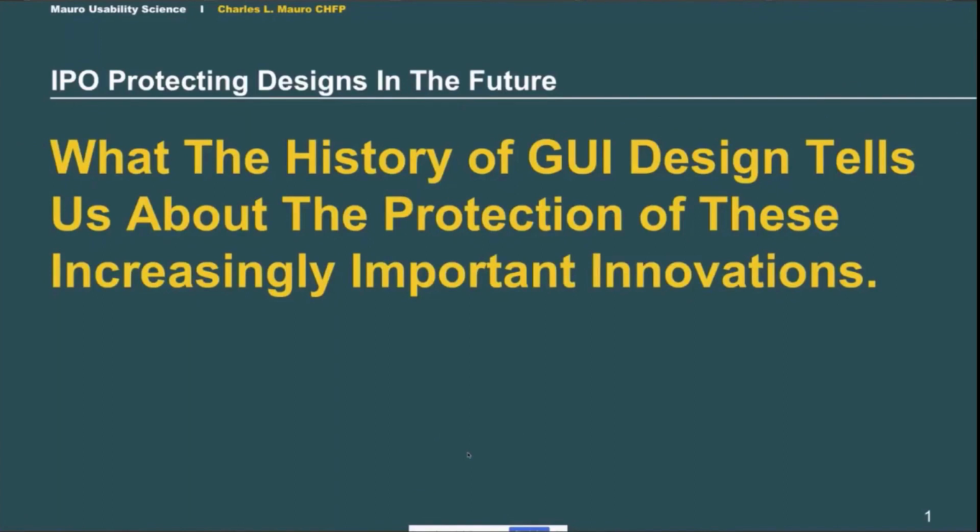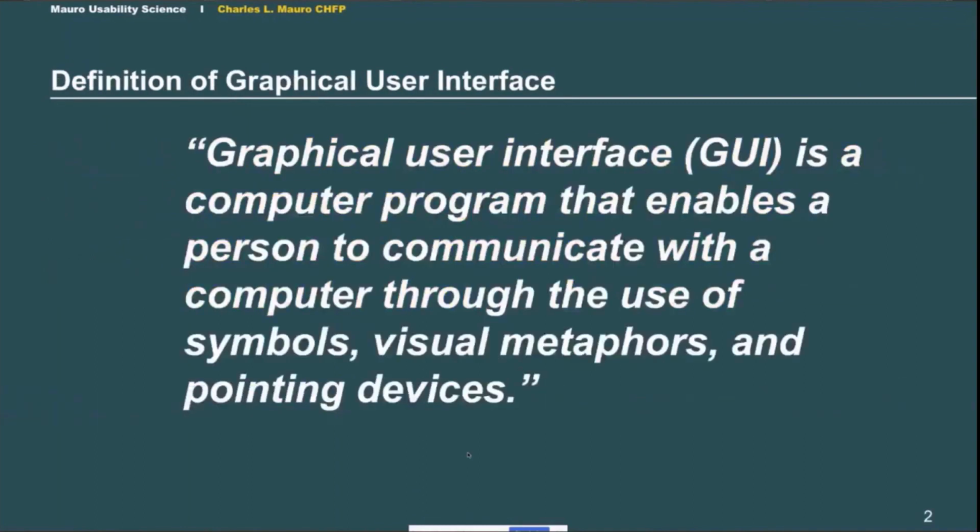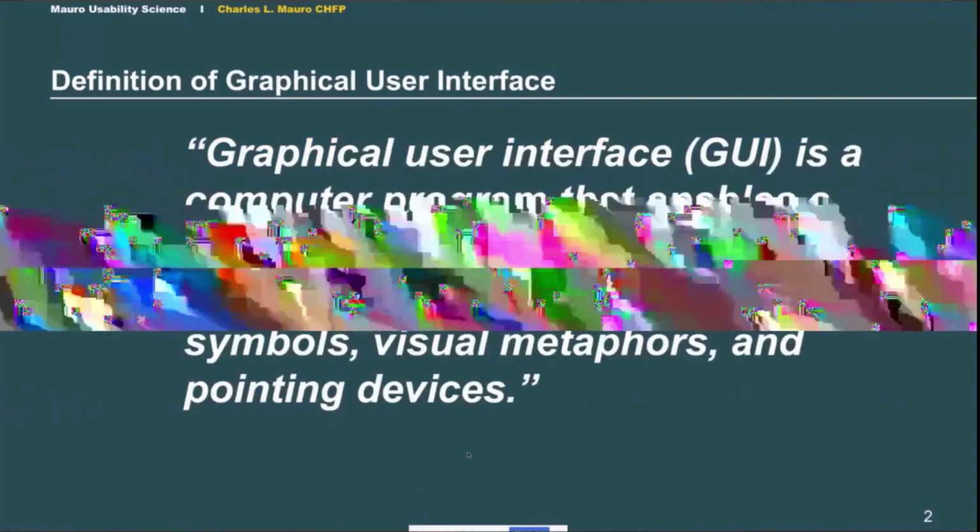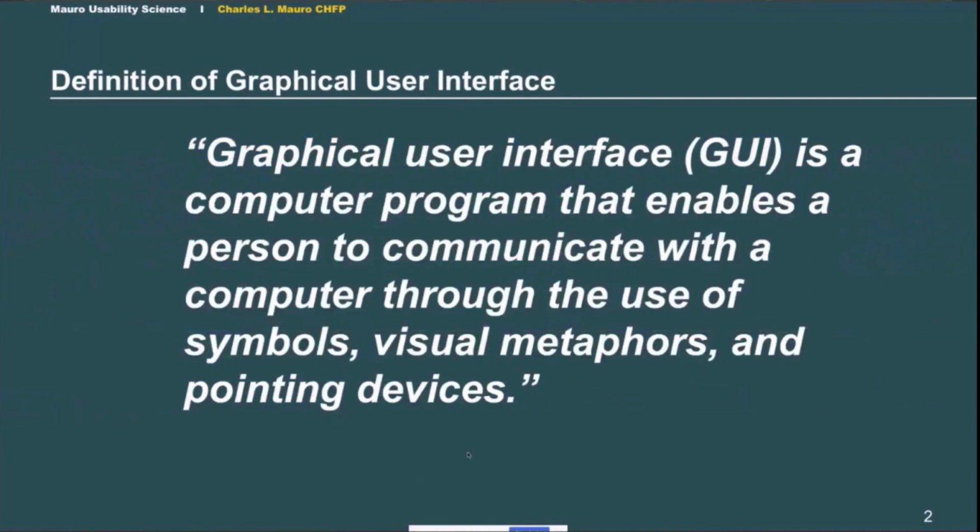Briefly, the definition of a graphical user interface is a computer program that enables a person to communicate with a computer through the use of symbols, visual metaphors, and pointing devices. Previous to the graphical user interface, there was what was known technically as text-driven interfaces, and that's where you would type text commands into keyboards for the purpose of controlling the man-machine system interface for computers. And the GUI was a major innovation, a major breakthrough for these types of systems.